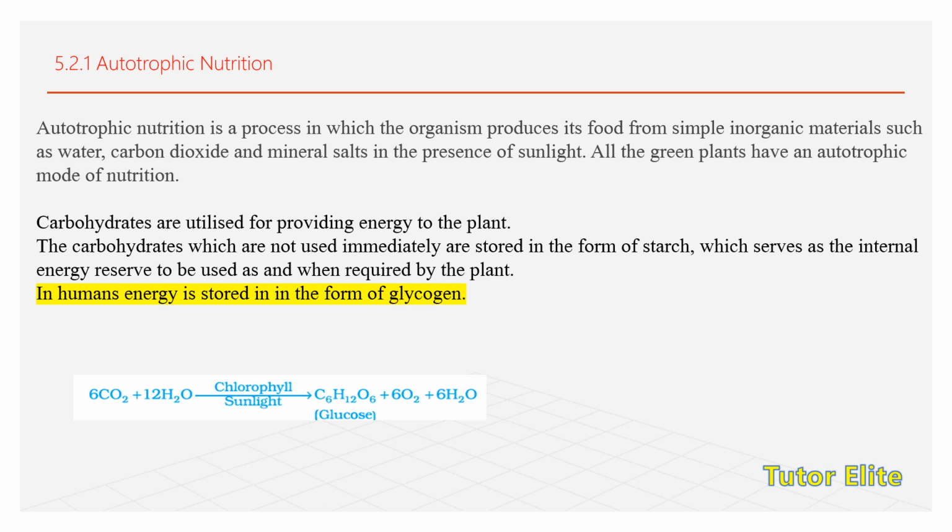Next comes autotrophic nutrition. Let us study it in detail. Autotrophic nutrition is a process in which organisms produce their food from simple inorganic materials such as water, carbon dioxide and mineral salts in the presence of sunlight. Simply said, photosynthesis.